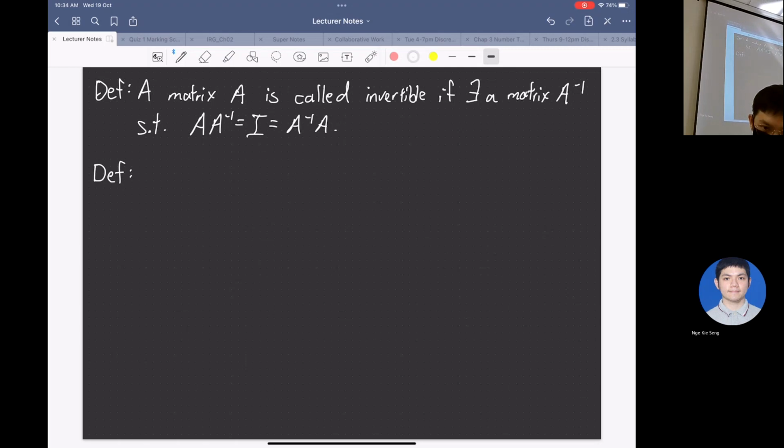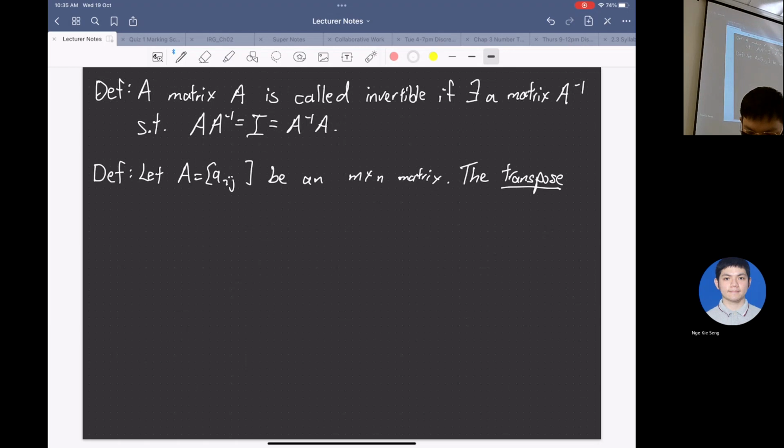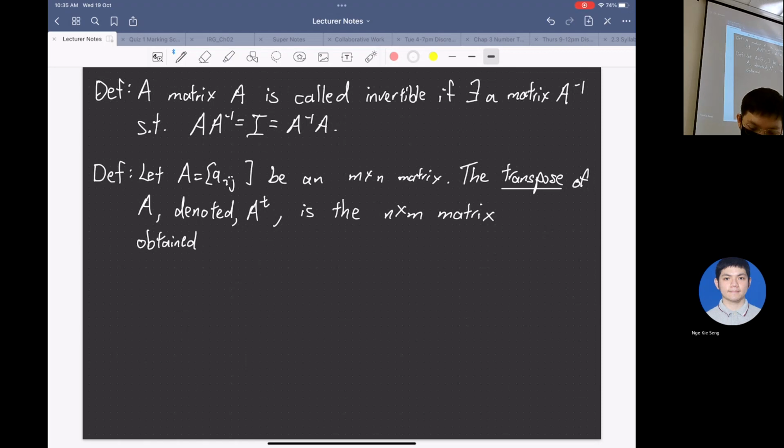Okay, good. Next, we can introduce another operation on matrices where you can transpose your matrix. You turn the rows into the columns. For an m by n matrix A, the transpose of A, which we write as A transpose, is the n by m matrix obtained by interchanging the rows and columns.